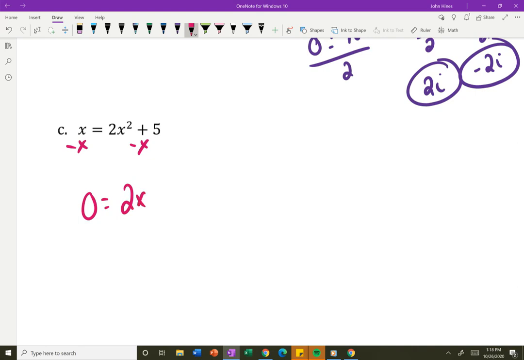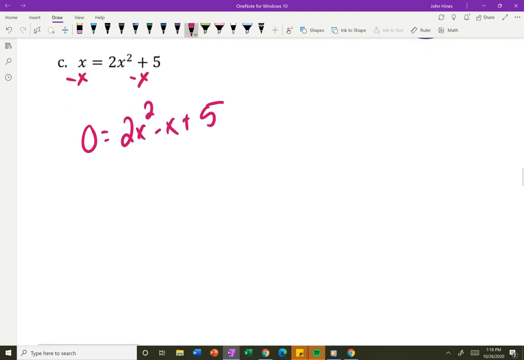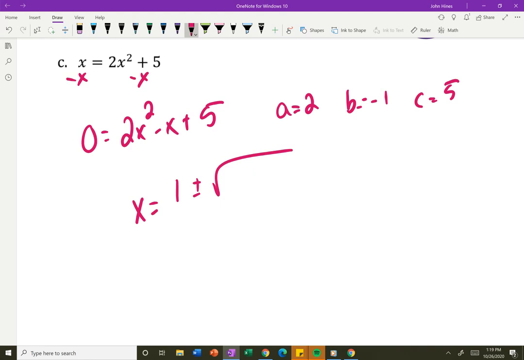0 equals 2x squared minus x plus 5. All right, here we go. Quadratic formula time. a equals 2, b equals negative 1, c equals 5. x equals negative b plus or minus the square root. You need to square a negative. Whenever I square a negative real number, it comes out positive. b squared minus 4 times a times c all over 2 times 2, which is 4.